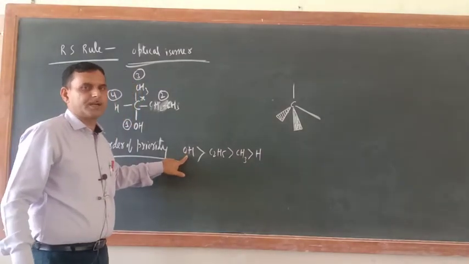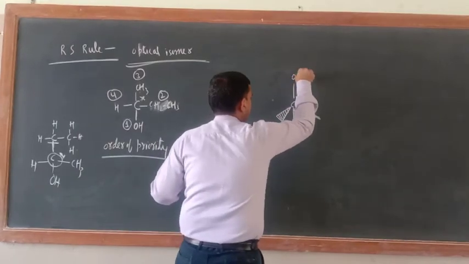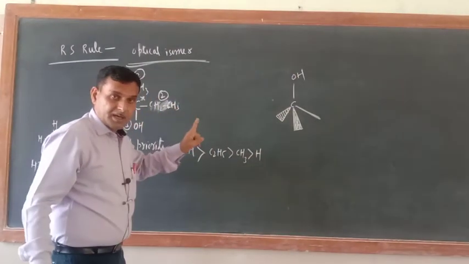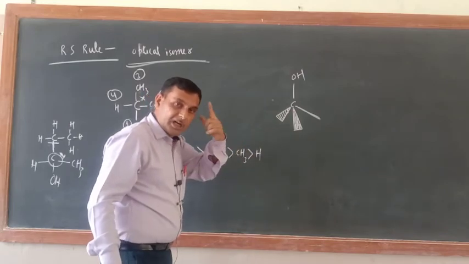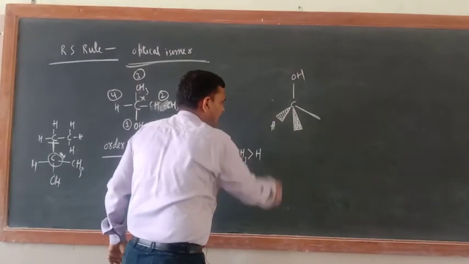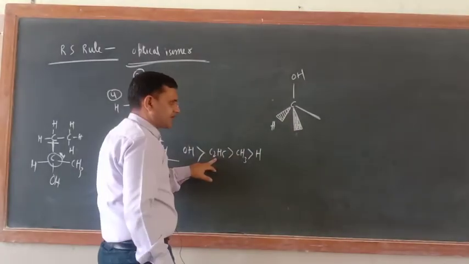Who should be there? Which is having the top priority. So here OH. Always remember, at the dash wedge, who should be present? Which has got the least priority? Hydrogen.